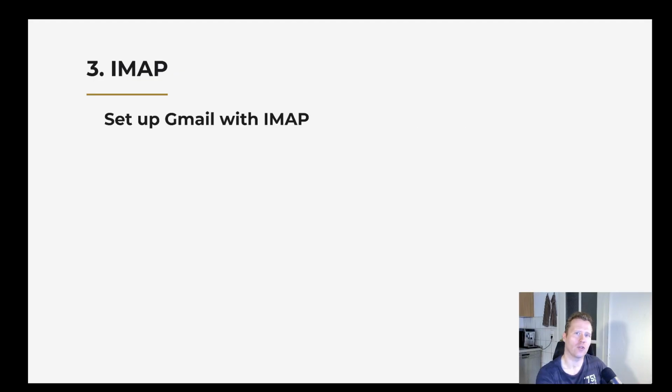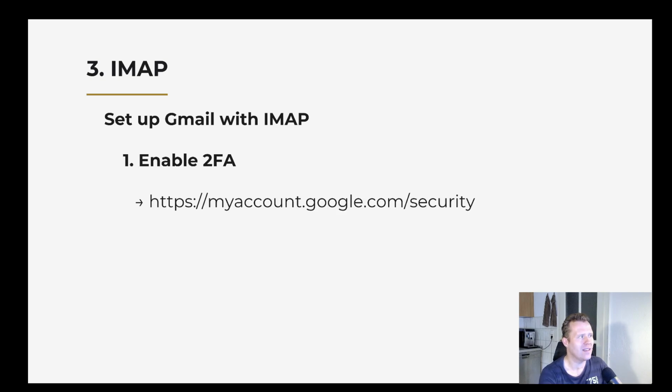Of course, I'm not going to show you now how to set up your local private IMAP email server. But what we can do now is we can treat Gmail like our own private email server. Okay, so there is exactly two things that we need to do. The first thing is we need to enable two-factor authentication for our Gmail account. And please go to this URL here and then enable two-factor authentication. So let's do this together.